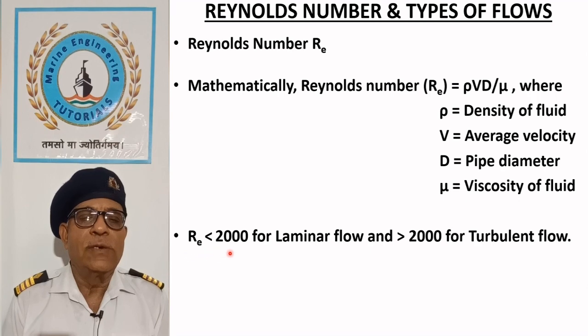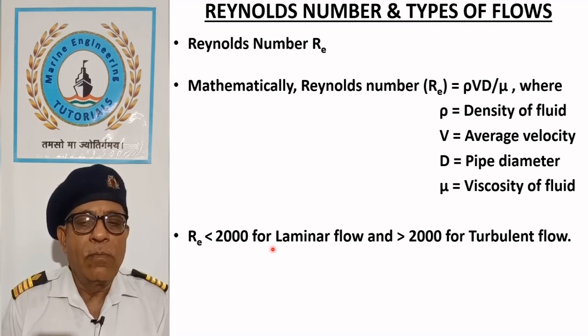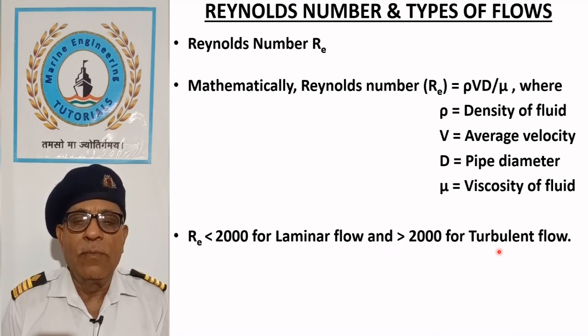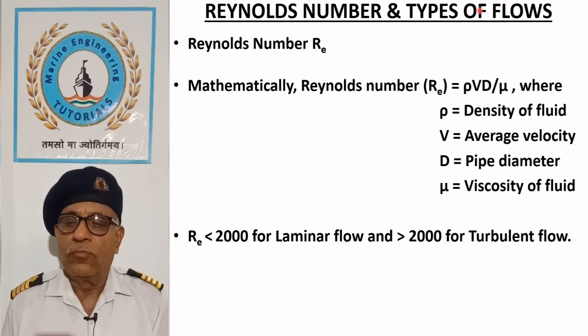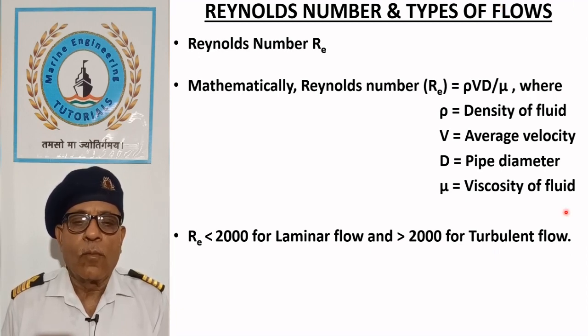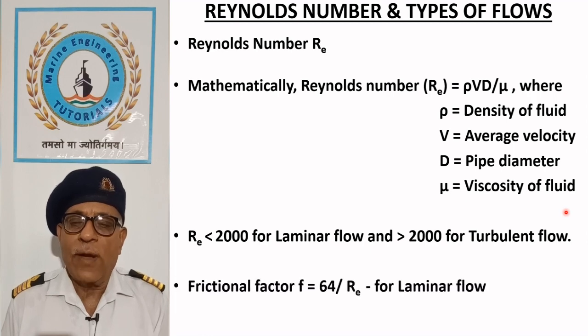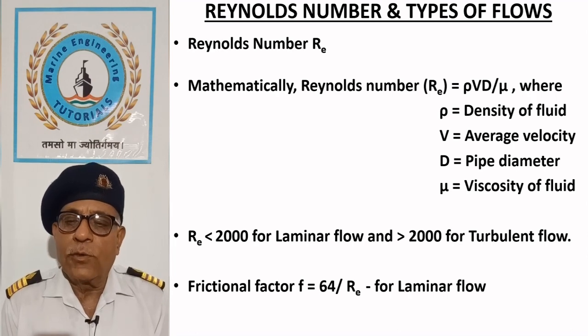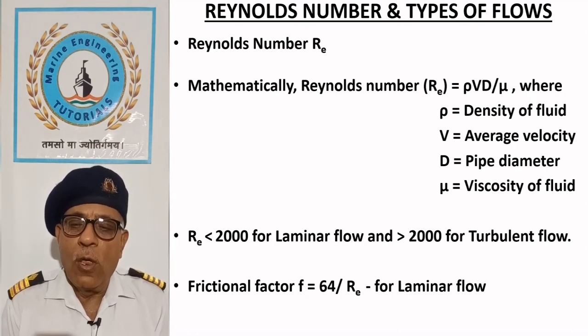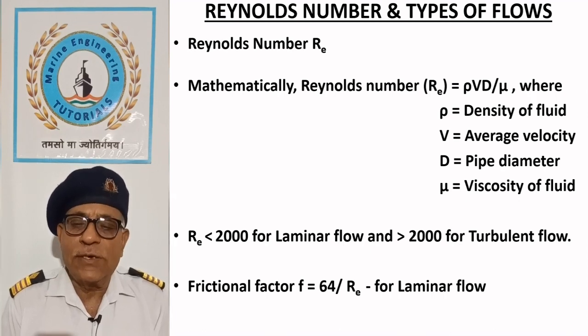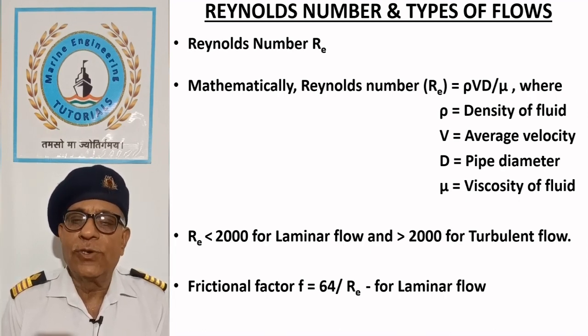Reynolds number, if it is less than 2000, it is laminar flow, and when it is more than 2000, then the flow is turbulent. Frictional factor F is equal to 64 by Re. This is satisfied for laminar flow. However, there is no direct relationship for turbulent flow, which usually takes place in most of the cases and is obtained by Moody's diagram.